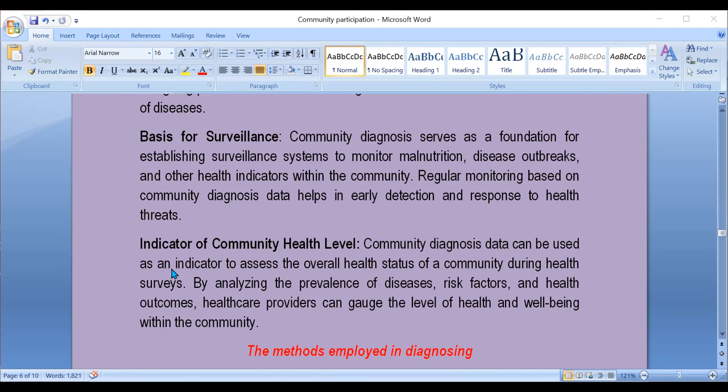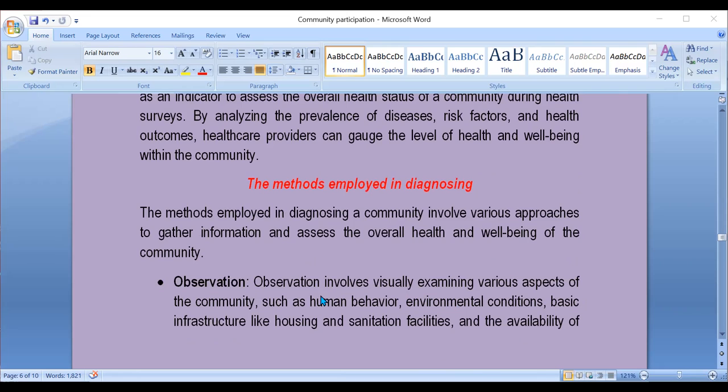It also provides the indicator for community health level. So these are the functions of diagnosis and can also be the aims once you add "to." To indicate community health level becomes an objective while you are deploying the community diagnosis tool. What are the methods employed in diagnosis?